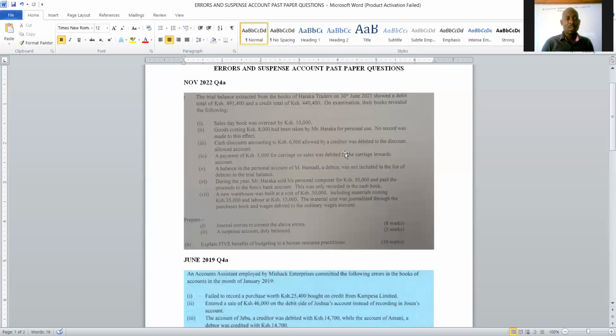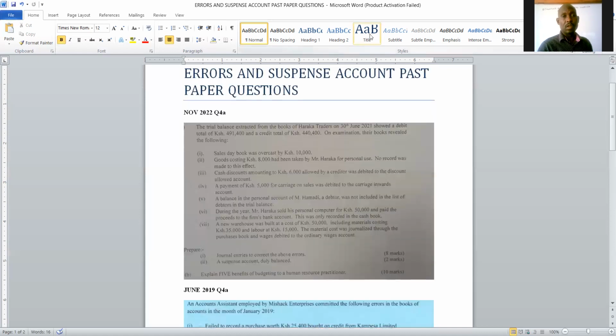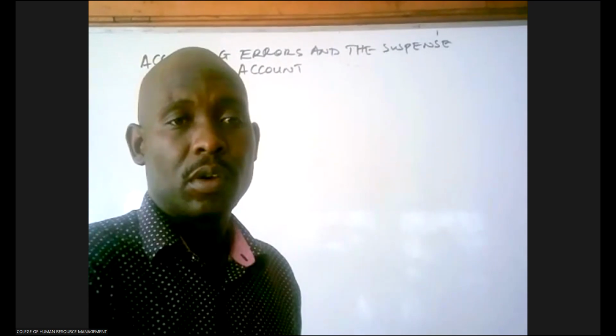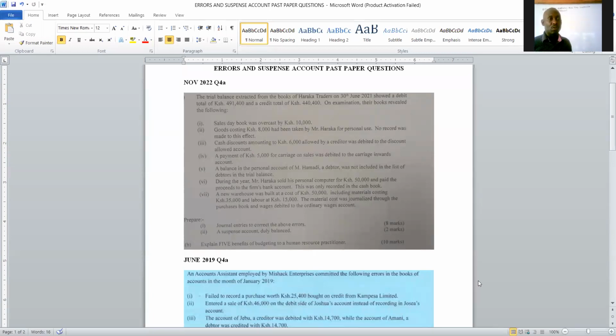In this question, the students were required to prepare the journal entries to correct the above errors, and also prepare a suspense account. So let's try it out. Hope you are able to take a screenshot of it, so that as we do it, you can also follow that first question. Take a screenshot of it, and then we can go ahead and solve it out.